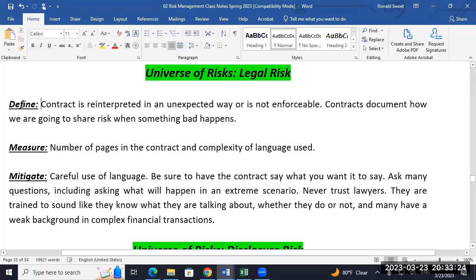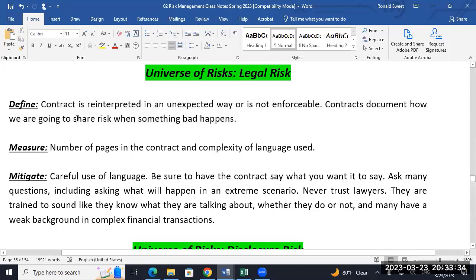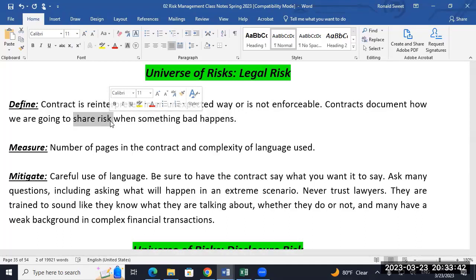So contract risk is, you think you're covered in the contract and it gets reinterpreted in some way, or you didn't shift a risk. But contracts are all about, and so you might want to change your perspective on contracts and think of them as a risk management tool. The purpose of this contract is to decide what happens when things go wrong. I think I showed y'all the swap contract earlier, right? And we talked about that.